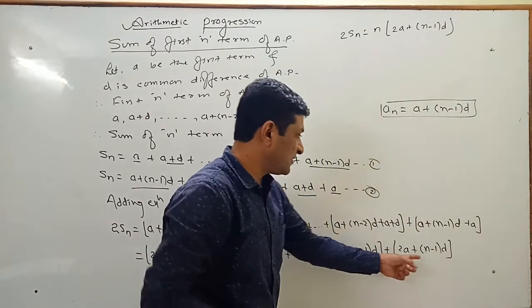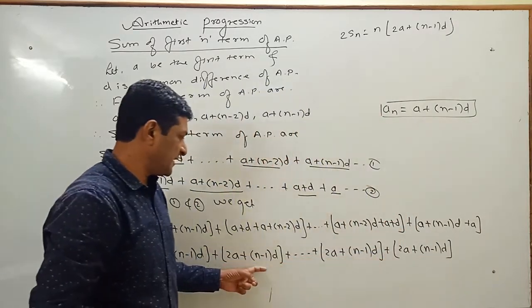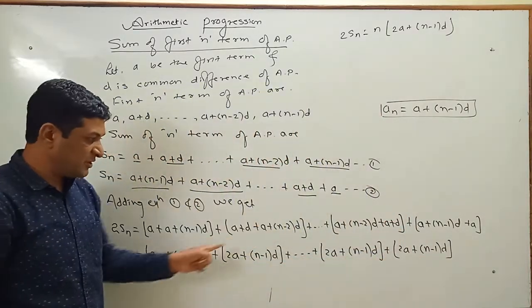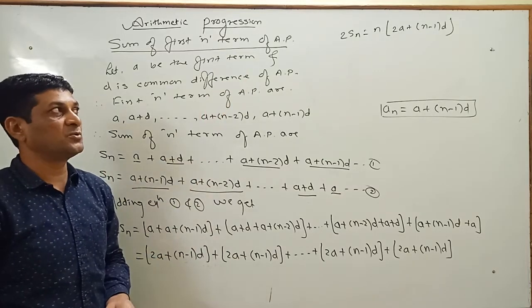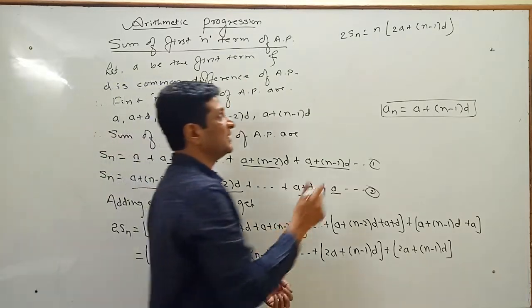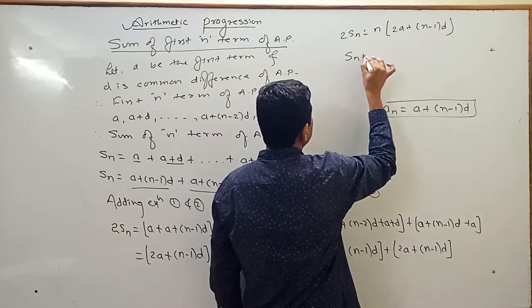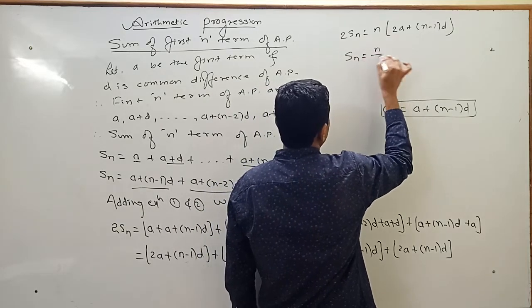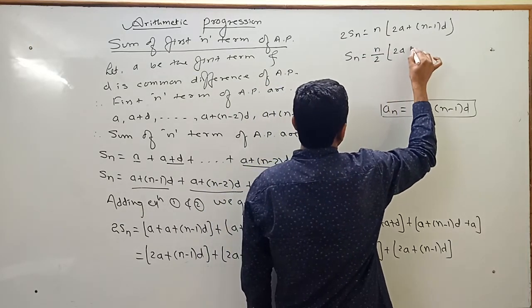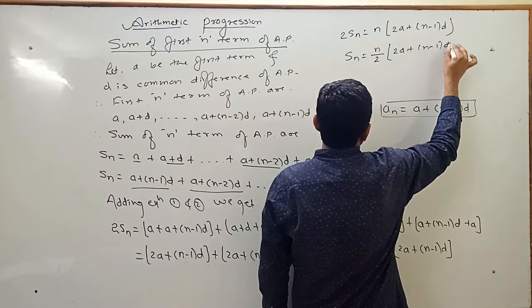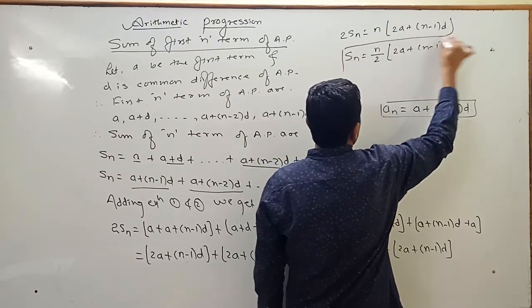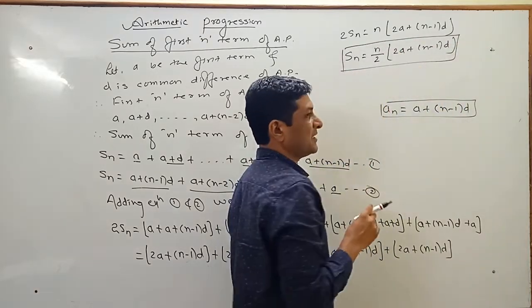We have taken the addition of these like terms, these are all the same terms. And if we are taking its addition n times, we will get n into 2a plus n minus 1 into d. So let us simplify it. Sn is equal to, take 2 on this side. So here we will get n by 2 into 2a plus n minus 1 into d. And this is the very important formula to find the sum of n terms.